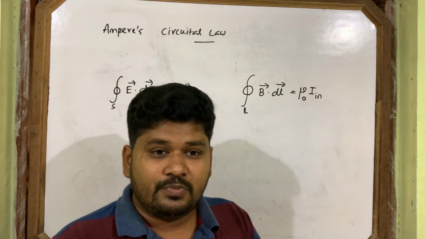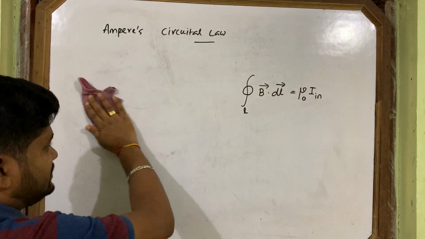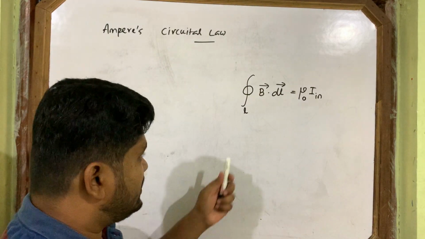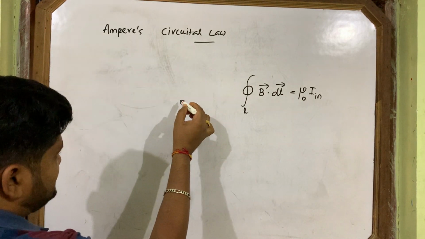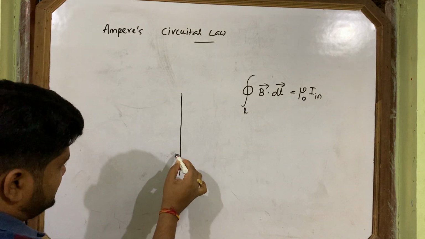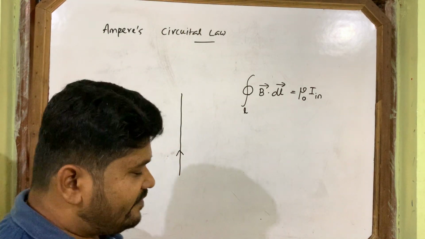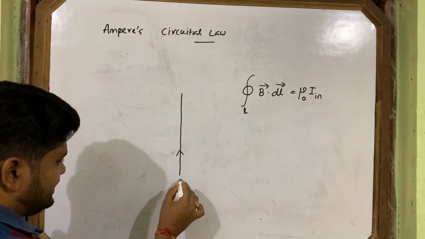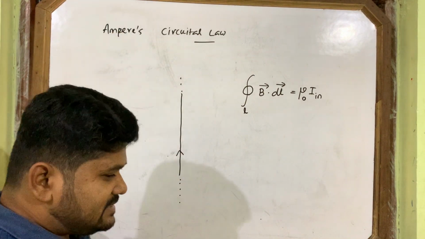We can also prove this one. Now you forget this Gauss law. Now your concentration is here. Try to understand what this fact actually is. This is a current carrying conductor. One infinite current carrying conductor, and around it magnetic field exists.